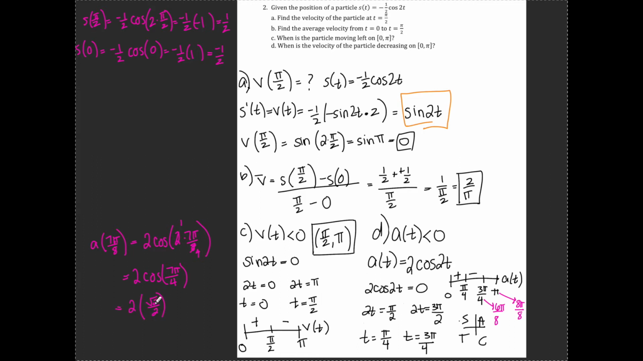Again, I don't really care about this value. All I really care is that this is positive, and a positive times a positive is positive. So in this last section for the A graph, I'm positive, which means velocity is decreasing only from pi/4 to 3 pi/4. Number 3, given the position of a particle s of t equals cosine squared t, when is the particle moving left from 0 to 2 pi?